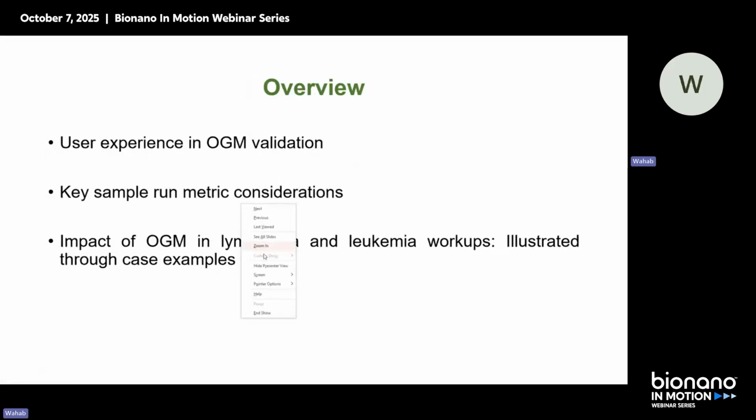So the overview of the talk today would be our experience in OGM validation: our journey and how we got here, some of the quality metrics that we take into consideration as we were building up this test and analyzing its performance. And then I'll transition more into some of the lymphoma samples, as Dr. Jaber mentioned, that we've worked up, as well as some of the interesting leukemia cases that we can show in the end part of the talk through some case examples.